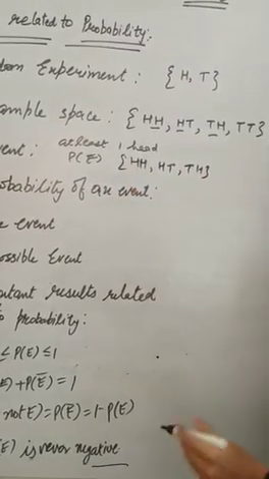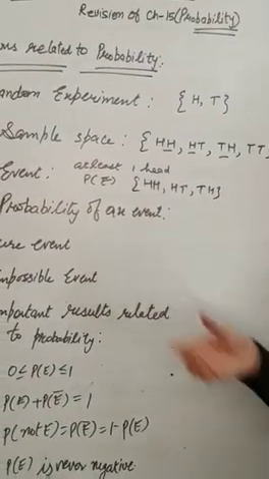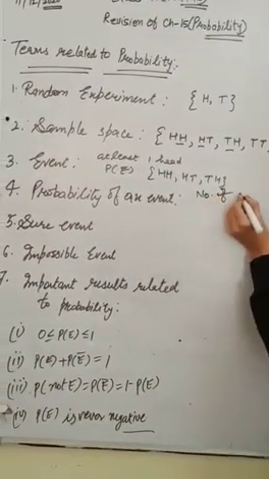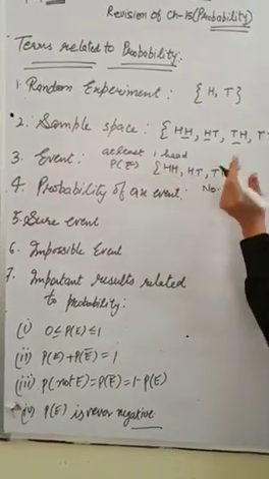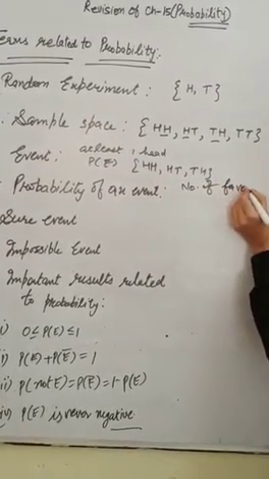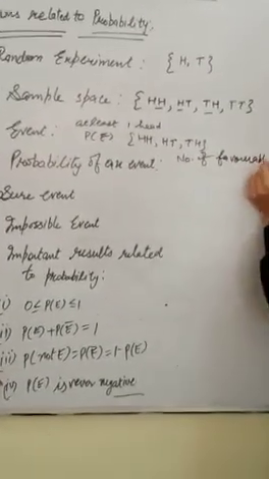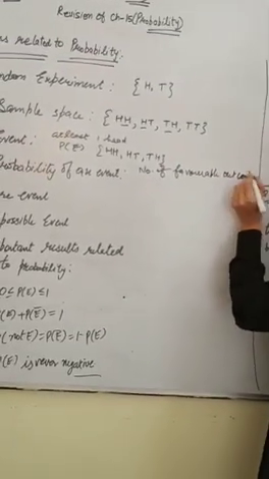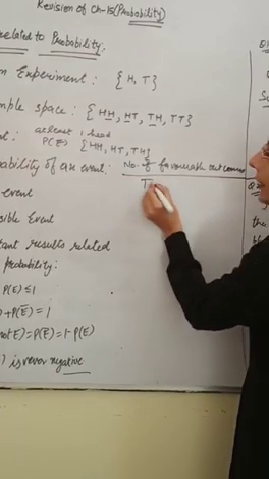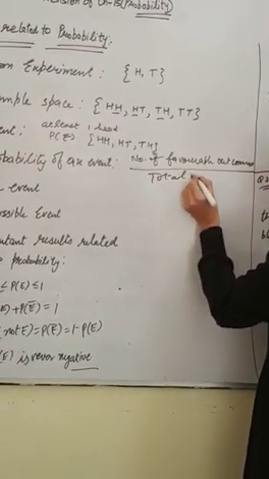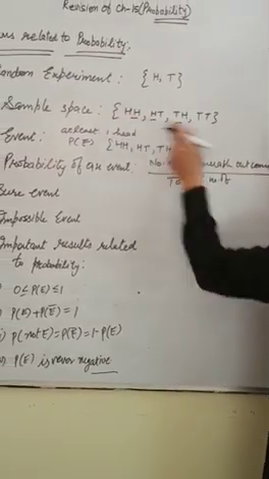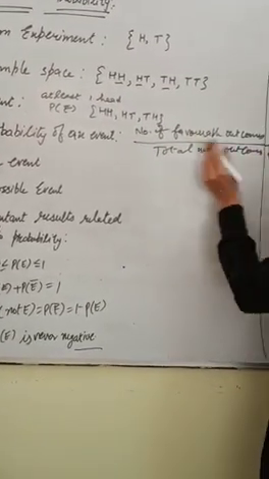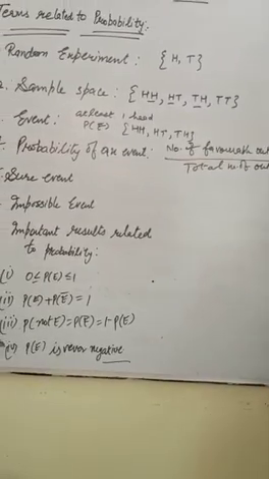Now how can we find the probability of an event? It will be the number of favorable outcomes, that is, the outcomes for the event whose probability we want to find, as the numerator, and as the denominator the total number of outcomes in the sample space. By this formula we can find the probability.